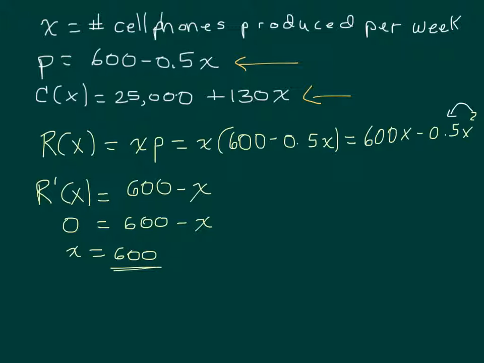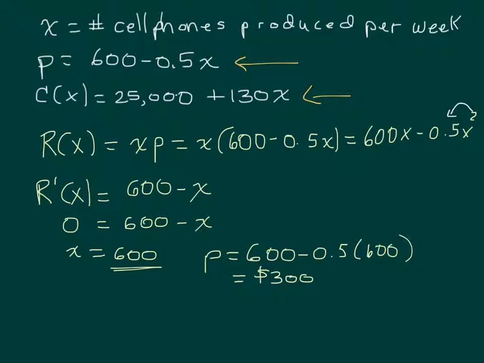Well, they should produce 600 at a price of, so I go back to my price equation, and where I see x, I plug in this 600 that I just found, and I get $300. Okay, so they should produce 600 phones each week at a price of $300.